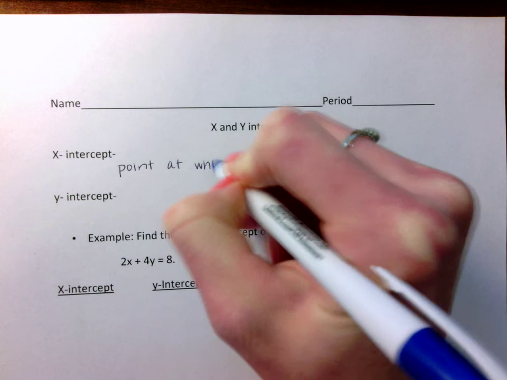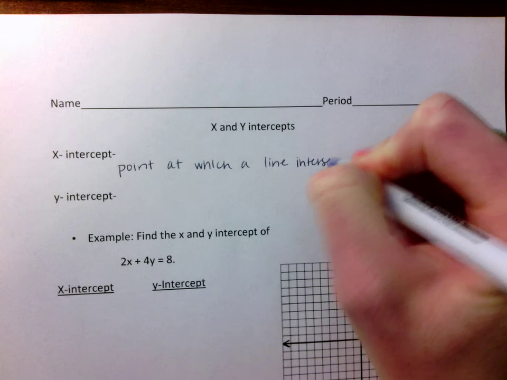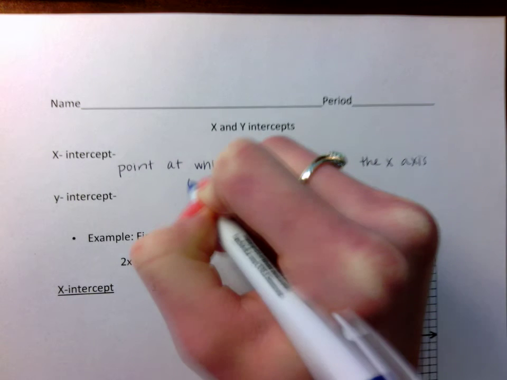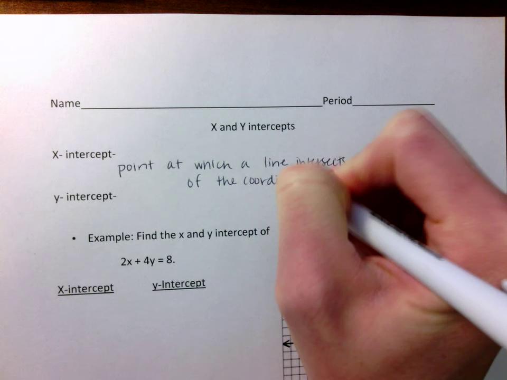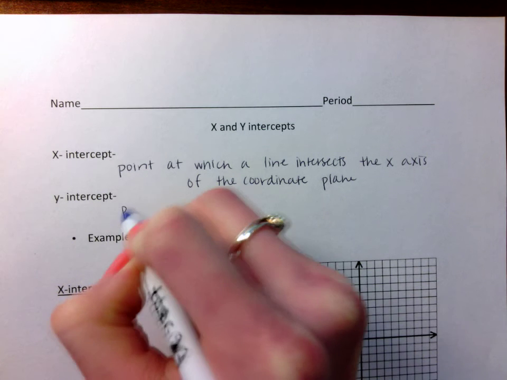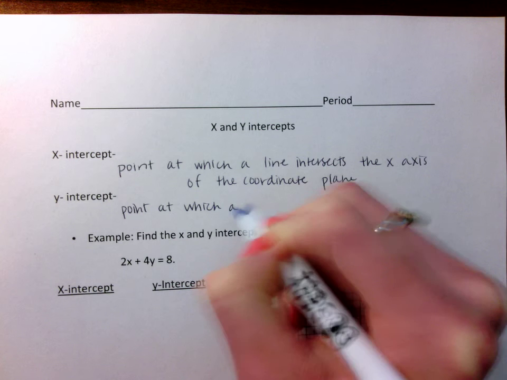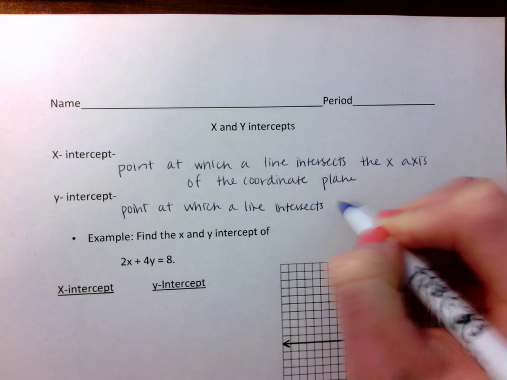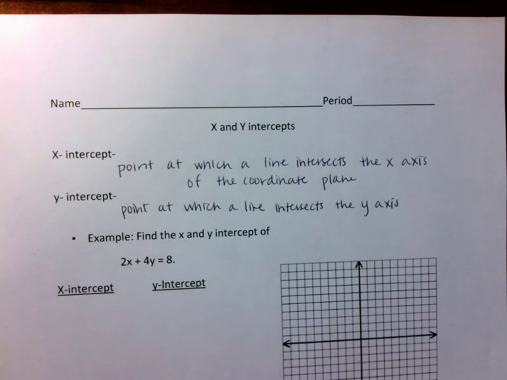at which a line intersects the x-axis of the coordinate plane and the y-intercept is simply the point at which a line intersects the y-axis. So hopefully you already know that.